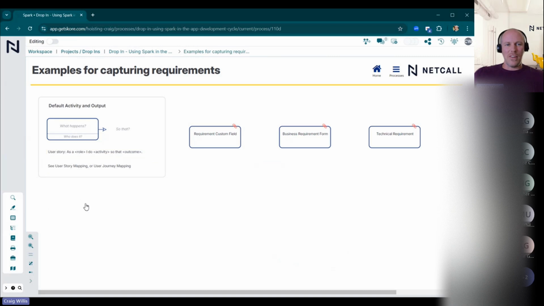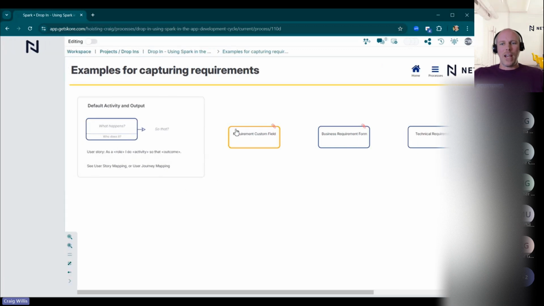Just as a reference, if anyone's really interested in this sort of stuff, there is a concept of user story mapping, which is essentially like user journey mapping but built out of user stories, and Spark works really well for doing that, because you can map the user stories as a process, and then that could be broken down into what the development team need to do.